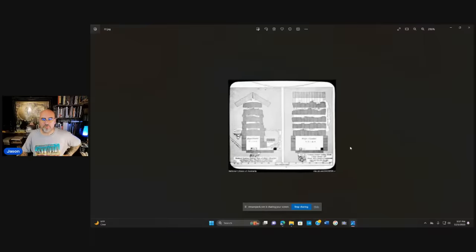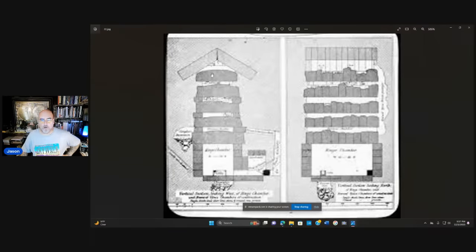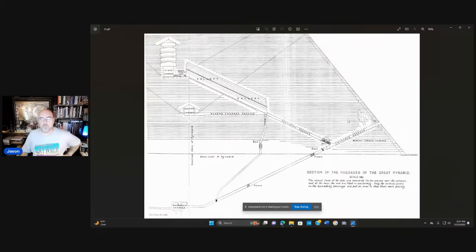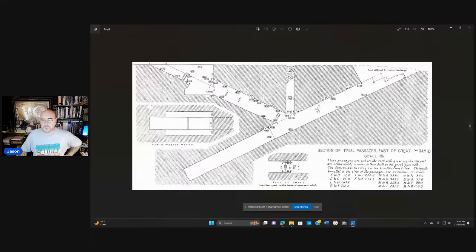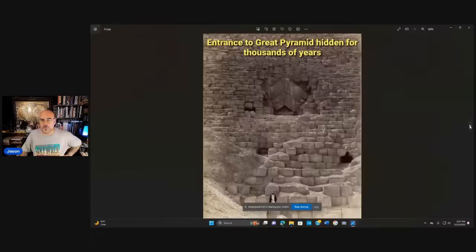Nowhere in the world do we find this type of architecture. Nowhere. This is one of the main reasons the Great Pyramid in Egypt is absolutely unique. It has no equals. Here it is, guys, right here. Another cross section. Here's where the descending passage and ascending passage meet. That's Sir Flinders Petrie there.